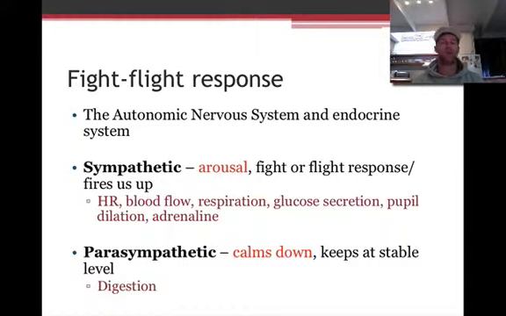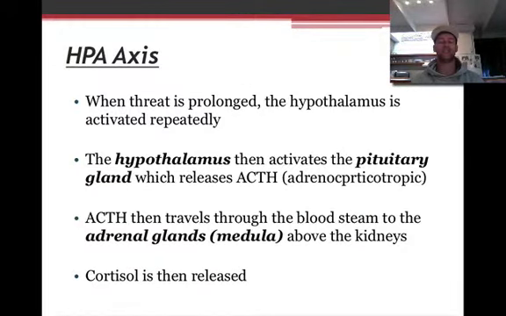Okay? But then, after that stressor has been met by our body's response, if it still stays there, the fight-flight response, okay, the autonomic nervous system, the sympathetic nervous system can't sustain that unless it changes the tools that it uses. That brings us to the HPA axis. We've looked at this a lot, okay?